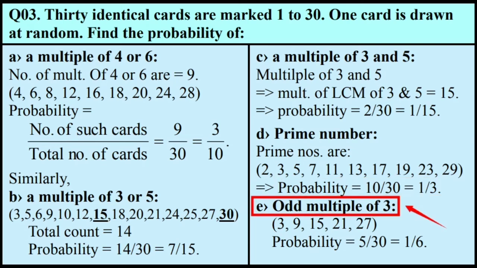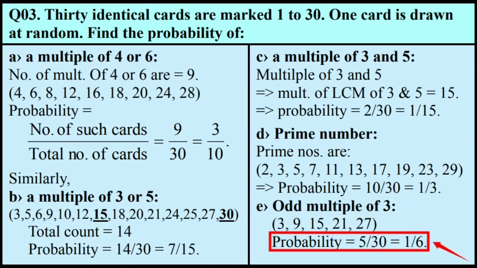Next question, number E. To find the probability of odd multiples of 3 in the range 1 to 30. Odd multiples of 3 are 3, 9, 15, 21 and 27, and a total of 5 such numbers are there. Therefore, the probability of getting odd multiples of 3 is 5 by 30, and in simplified form it is 1 by 6.